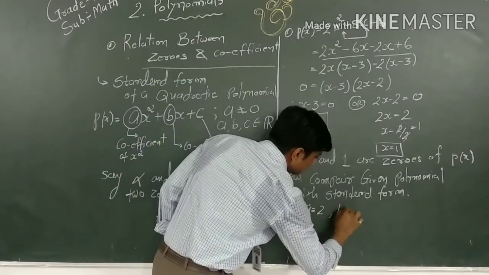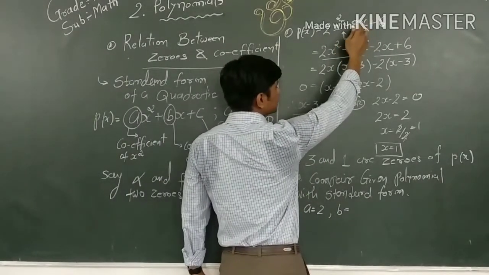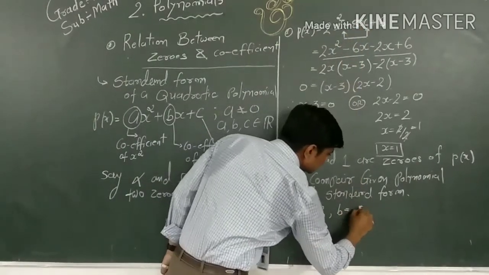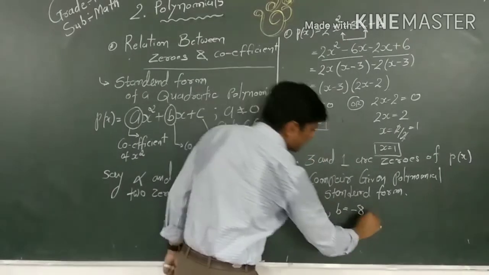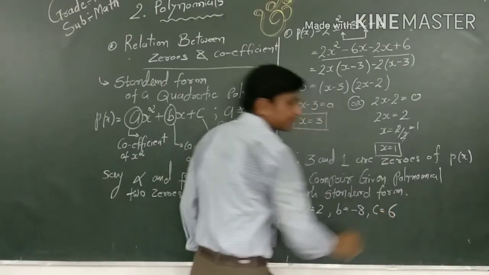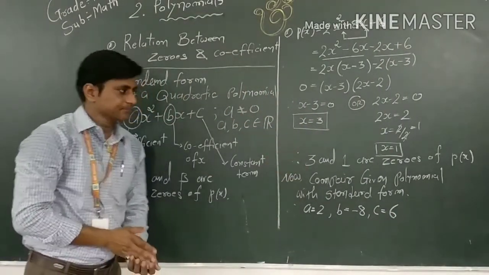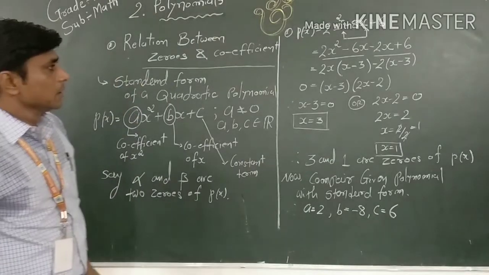Similarly, b is the coefficient of x. What is the coefficient of x? -8. Therefore, we write -8. And what is the constant term? c is equal to 6. This is a, b and c.